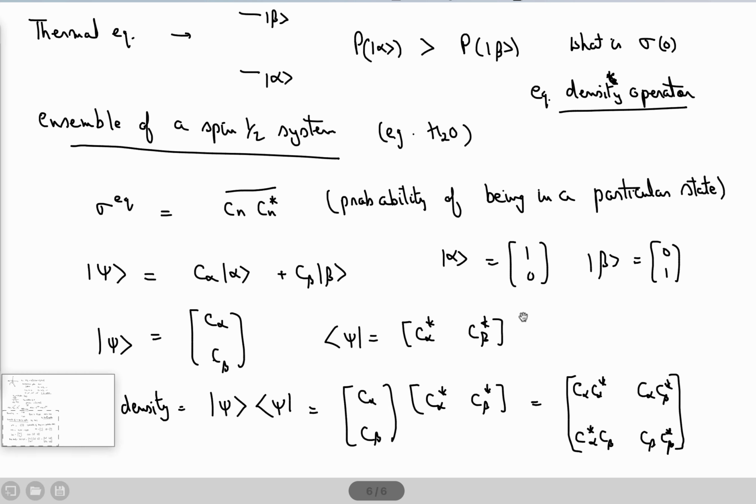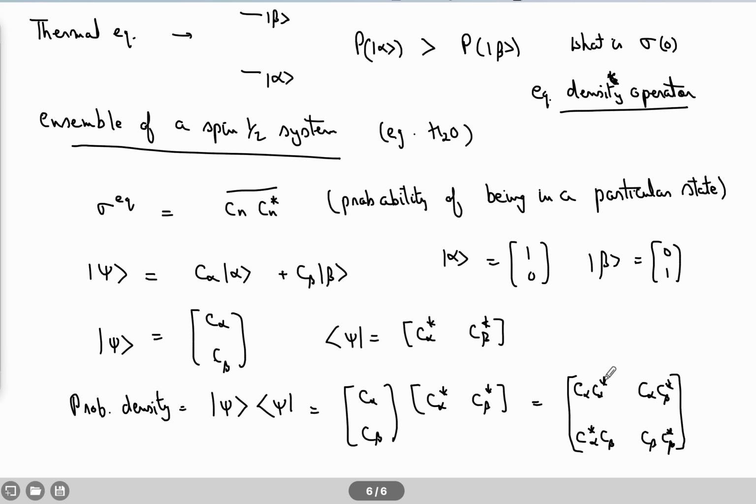So now you can understand that these are the population terms. We have learned earlier that mod of C alpha, or C alpha star times C alpha, is the probability of finding a spin in state alpha. Similarly, this is the probability of finding a spin in beta state, and these two are called coherences.